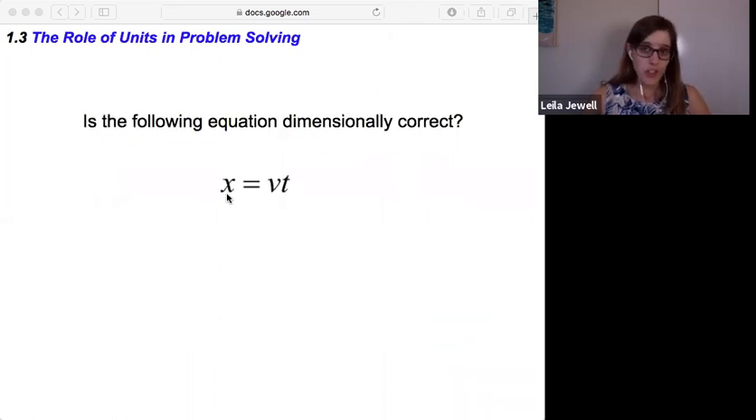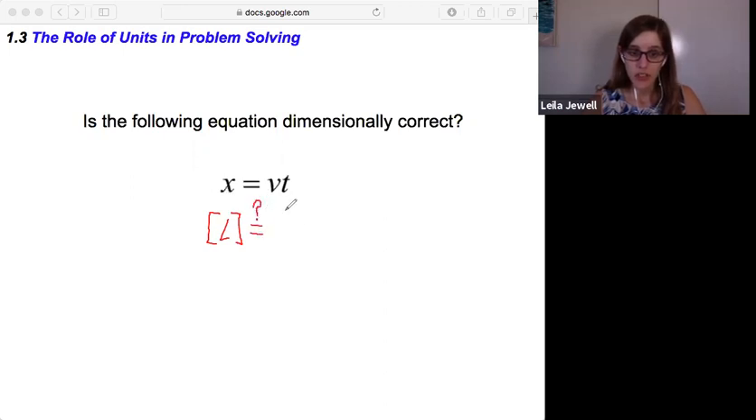Is the following dimensionally correct? I encourage you to try this yourself, so go ahead and pause your video, give it a shot. Okay, I'm hoping you did that. X, remember, is our length or position. Okay, and we want to find out, is it in fact equal dimensionally to the right? We aren't worrying about numbers here, just the units. And we remember V is our speed, so that would be meters per second, which is like length divided by time, and then multiplied by time, which is just going to be time.